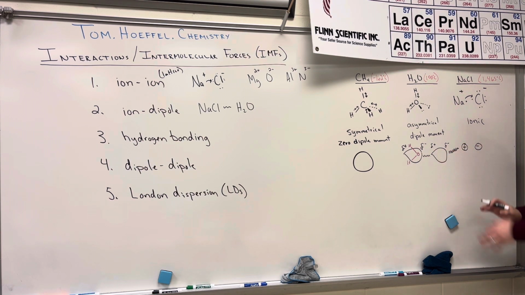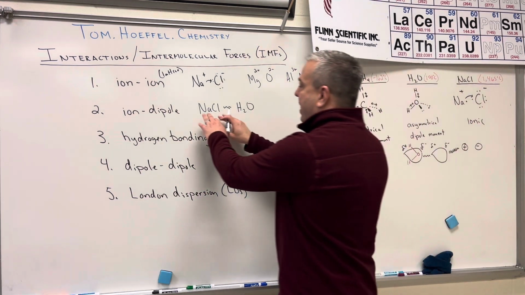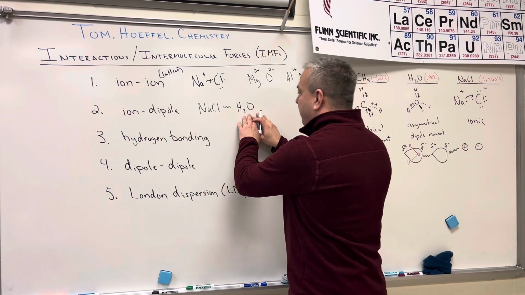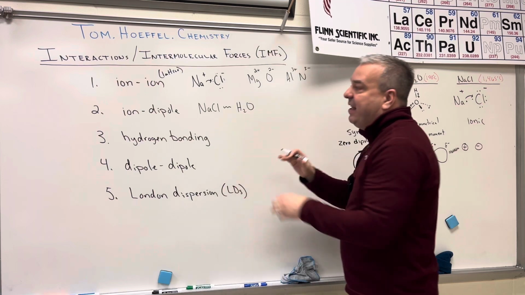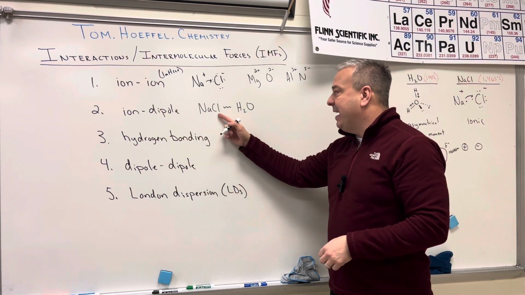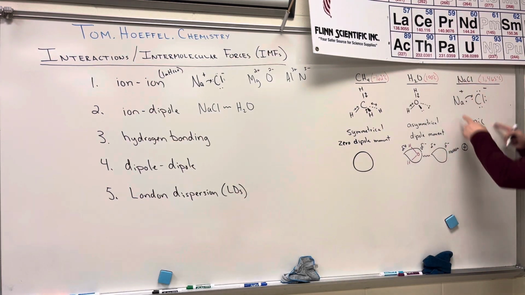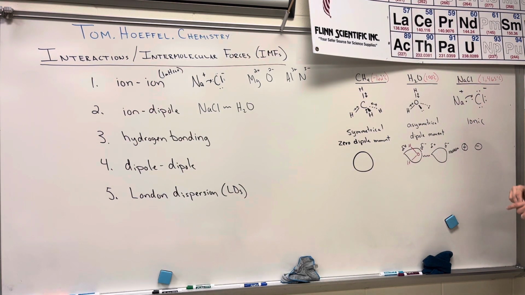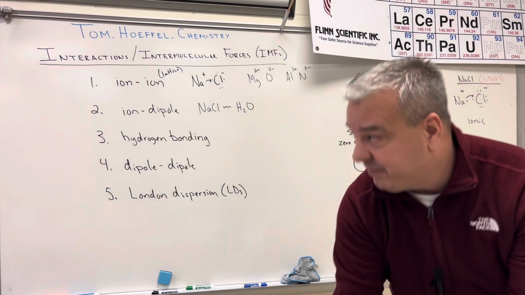So just wanted to talk about that a little bit. When you have an ion next to something that has a dipole moment, that's going to be the second highest type of interaction we have. The example would be a sodium chloride molecule next to a water molecule that has the partially positive and partially negative side.